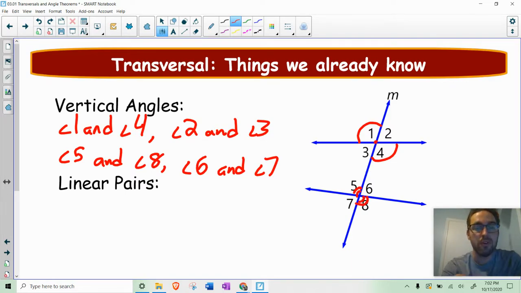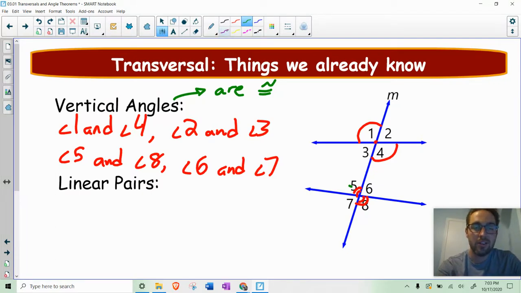And remember, one thing about vertical angles is vertical angles are congruent. So angles 1 and 4 are congruent to each other. Angles 2 and 3 are congruent to each other. 5 and 8 are congruent to each other. 6 and 7 are congruent to each other.